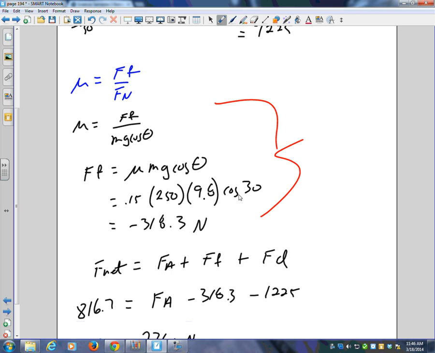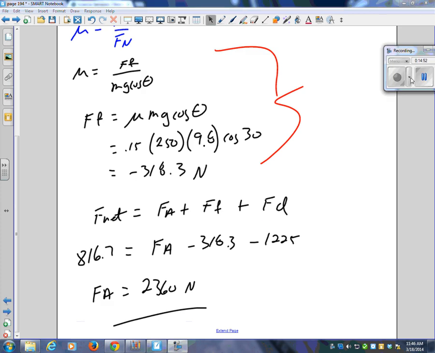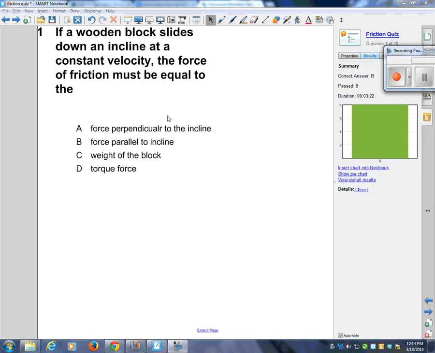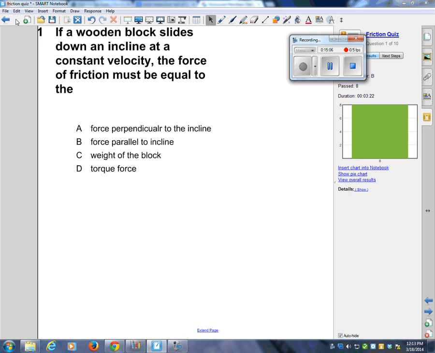Pause. Okay, quickly here. Everyone got this one right, it looks like, right? Force of friction must be equal to the... Correct answer here is B, force parallel to incline. Everyone got that. 2 is half the weight.